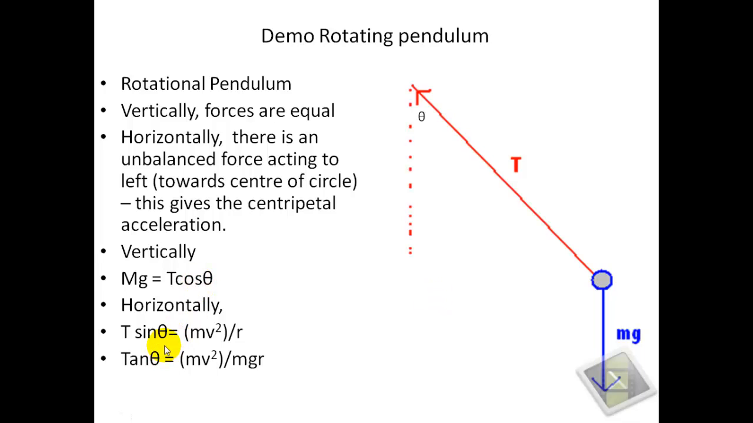Divide this equation by this equation, and we end up with tan theta is equal to mv squared over mgr, which simplifies to v squared over gr.